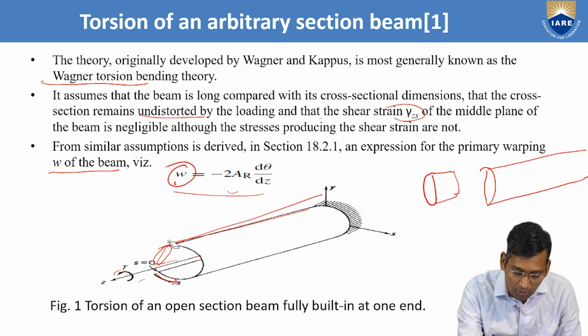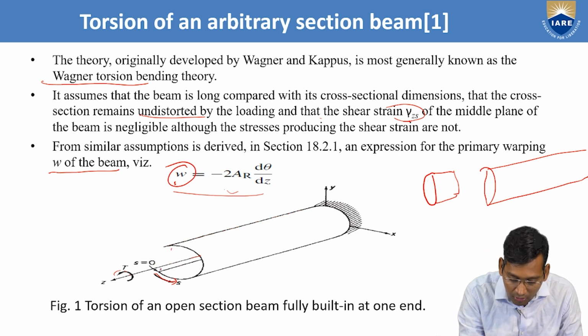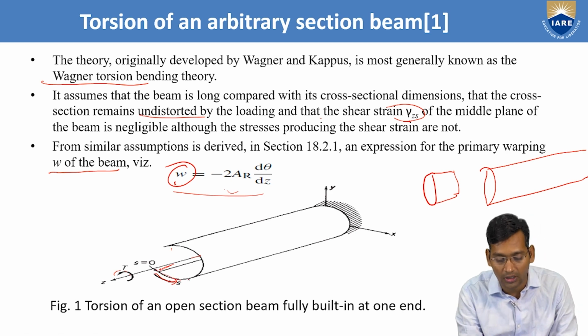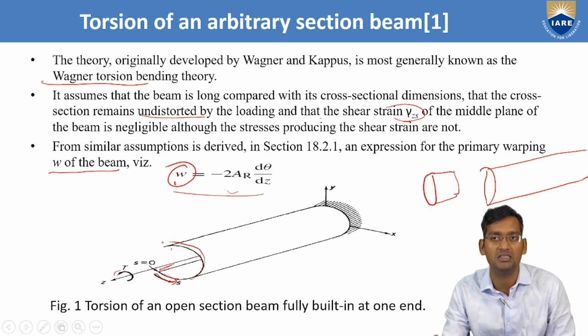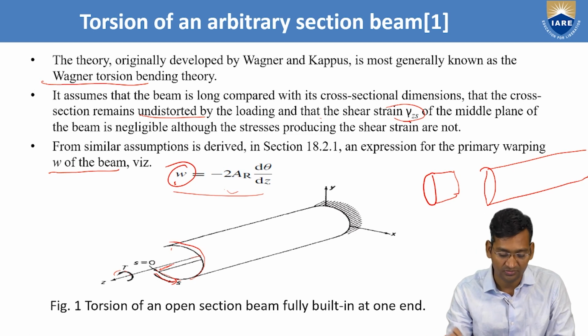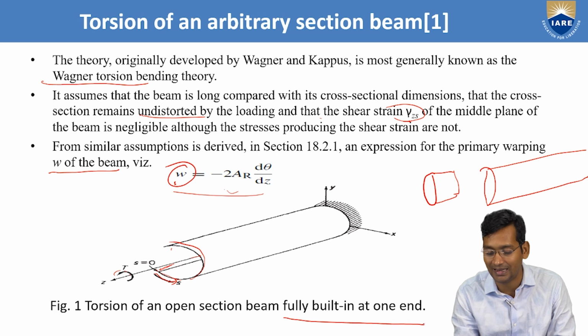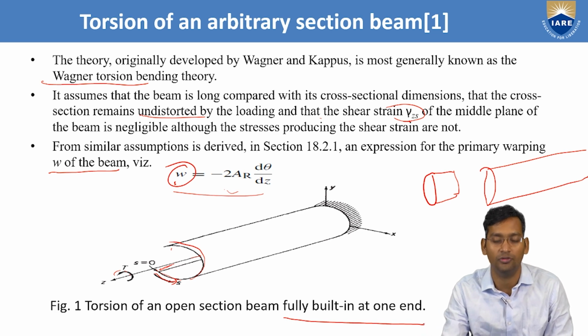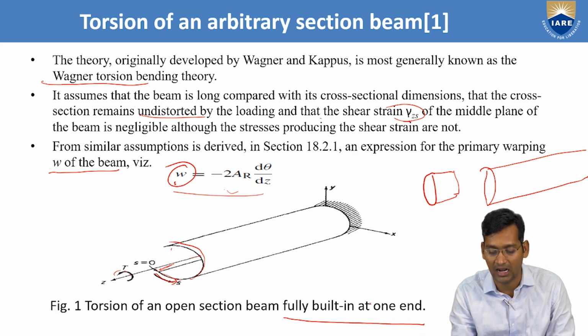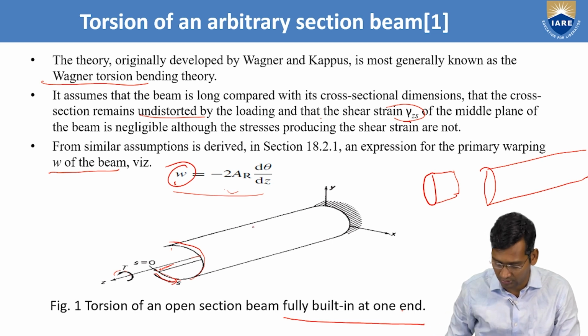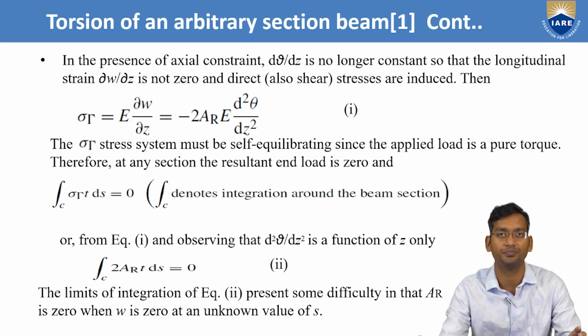So only on this surface, right here on the edge of this one, S is 0. After that, remaining here, S is there. Okay, so torsion of an open section beam fully built in at one end. So fully built in at one end. This is a diagram of open section torsion.